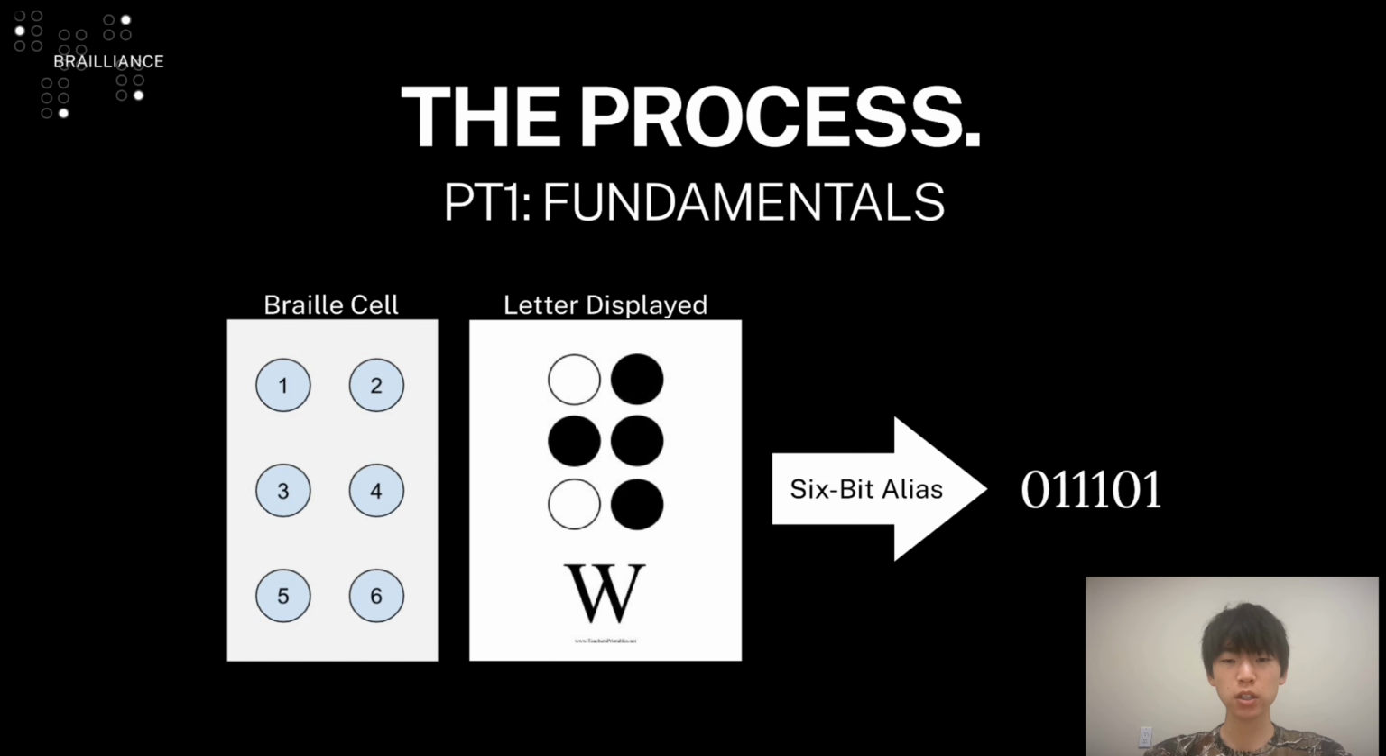By assigning the flat dots to white dots as 0 and the raised dots to black dots as 1, reading out the cell dots provides us a 6-bit Braille alias for the letter. In this case, it would be 011101. In this way, every Braille character is able to be seen as a 6-bit representation.